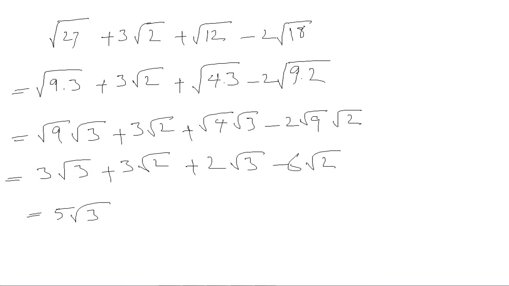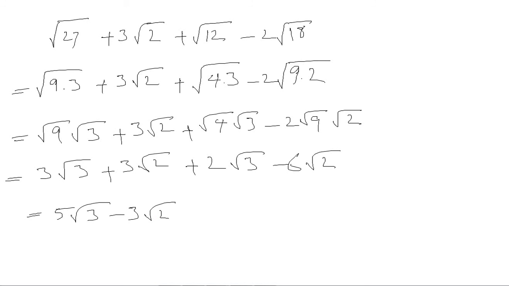And I have 3 radical 2 here, and I have minus 6 radical 2 here. I just add up the coefficients. 3 minus 6 is minus 3. So it's minus 3 radical 2. The answer is 5 radical 3 minus 3 radical 2.